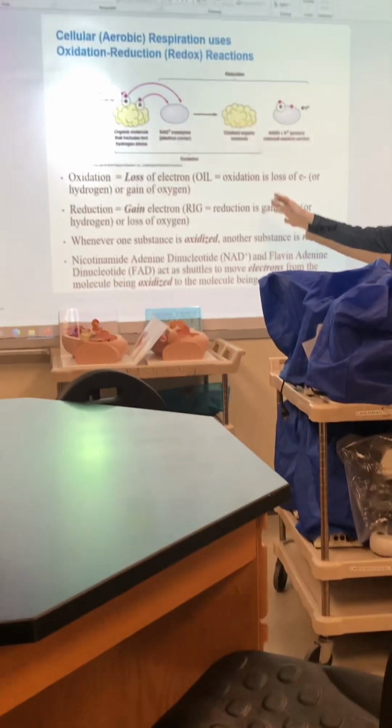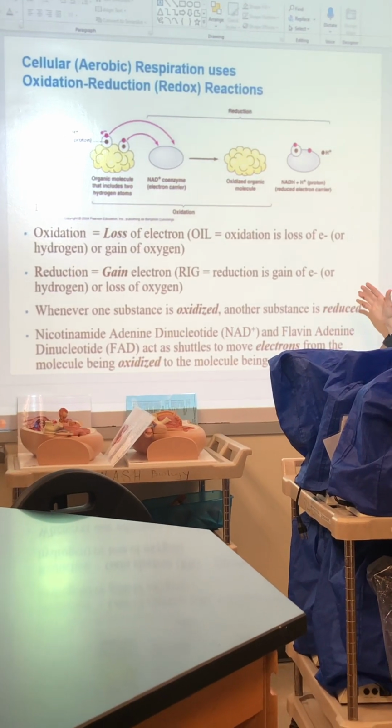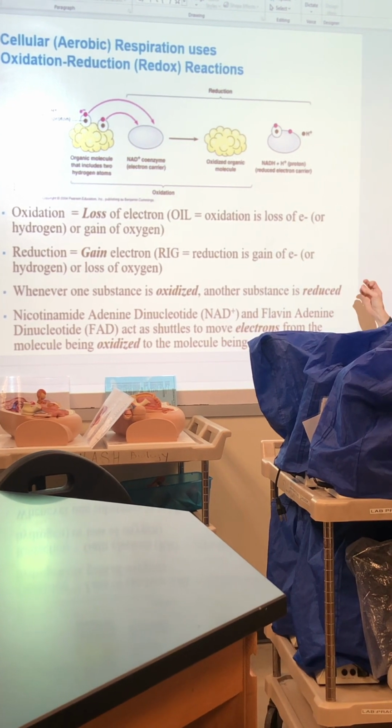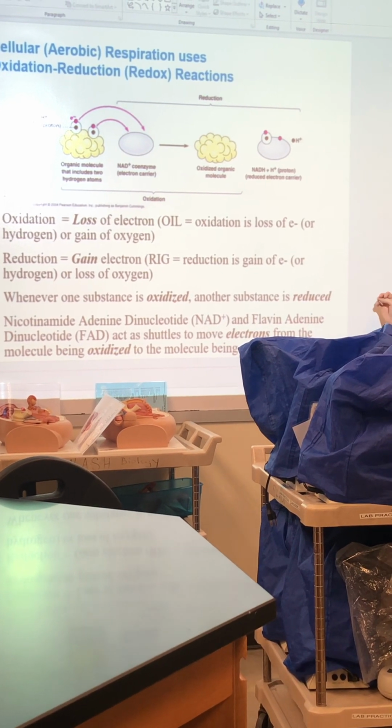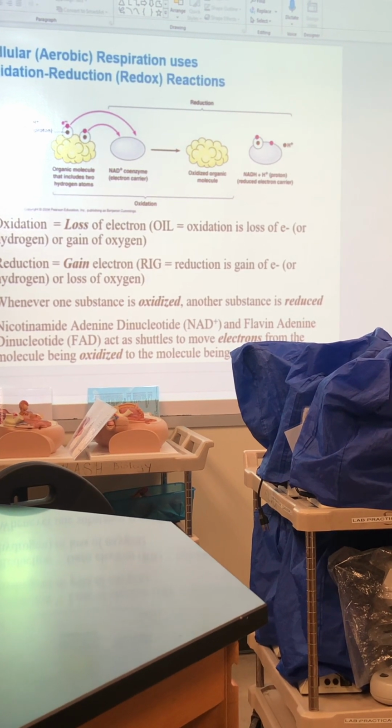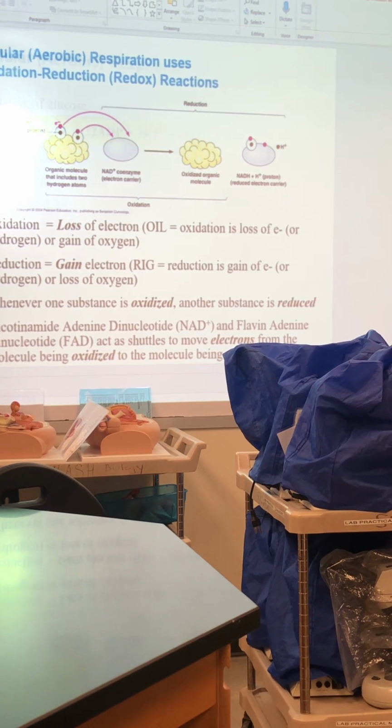The reduction is gain of electron. And so what you're seeing transfer is the hydrogen, because that's where the electron is going to transfer over with. All right, so the oxidation is where you are losing the hydrogen, the reduction is where you gain it.